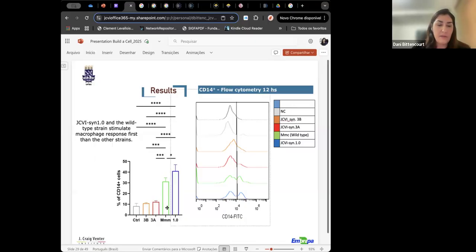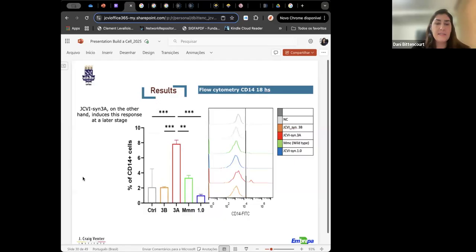And we can see only the wild type and syn1 were capable of stimulating the macrophage response first, before the other strains. But after 18 hours, we see that JCVI-syn3A as well was capable of inducing this response. So it was at a later stage, but it was also responsive to the presence of the macrophages.